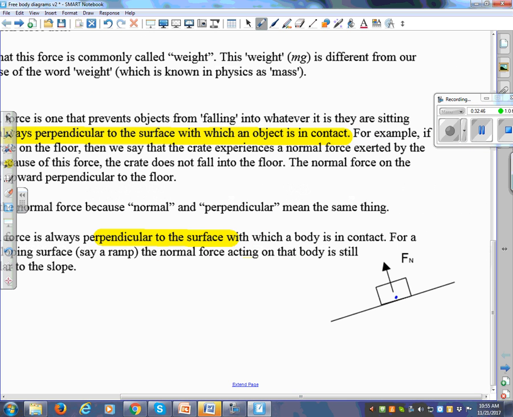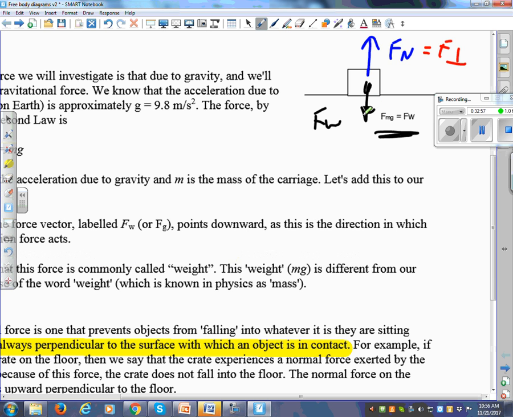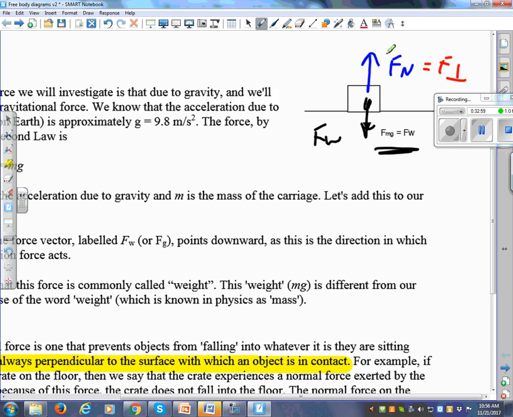Which way is gravity? Gravity is straight down. Right? Now up here, are these forces, Fw and Fn, equal and opposite? Are they balanced? Yes, they are.